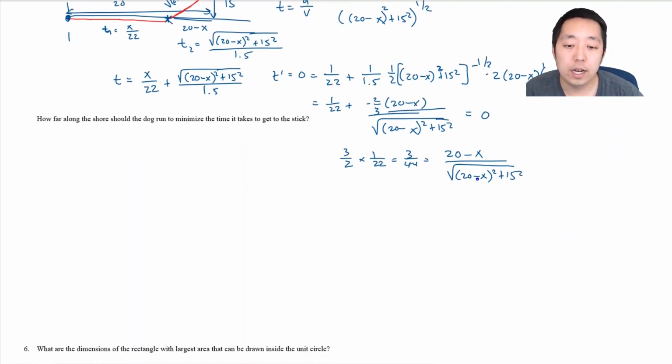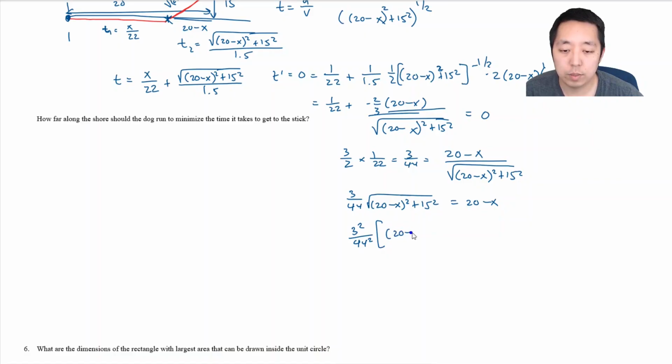And then I'm going to cross multiply, so I'm going to get 3 out of 44 times the square root of (20 minus x) quantity squared plus 15 squared is equal to 20 minus x. Then I'm going to square both sides. So I'm going to get 3 squared over 44 squared times (20 minus x) quantity squared plus 15 squared is equal to (20 minus x) squared.